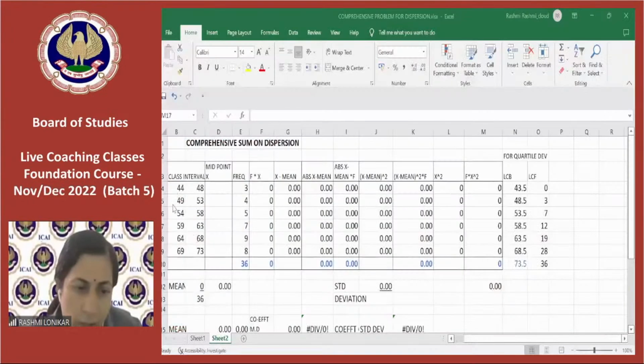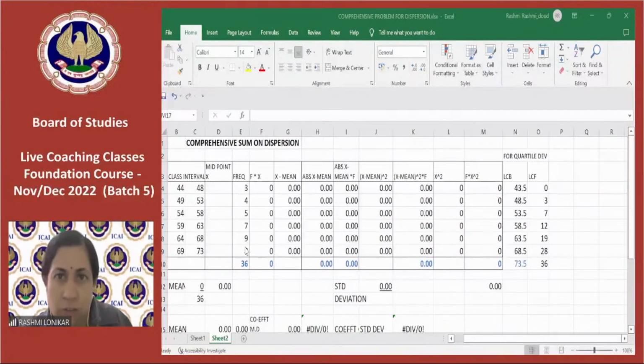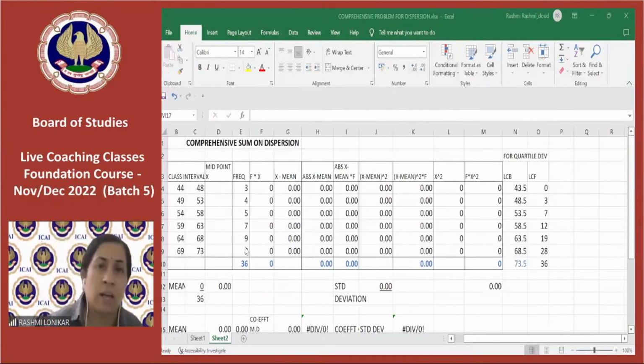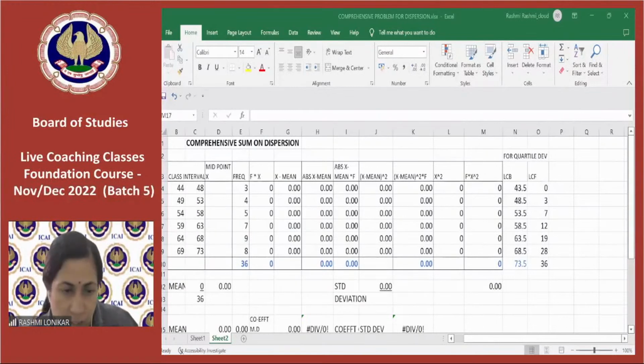Okay, so I have the class intervals 44 to 48, 49 to 53, and for that my frequency was given to us: 3, 4, 5, 7, 9, 8. Even this frequency we calculated from the tally chart, from all the raw data. From the raw data we prepared the frequency distribution, and from that we are trying to find the mean deviation, coefficient of mean deviation, range, coefficient of range, quartile deviation, coefficient of quartile deviation, and standard deviation and coefficient of variation.